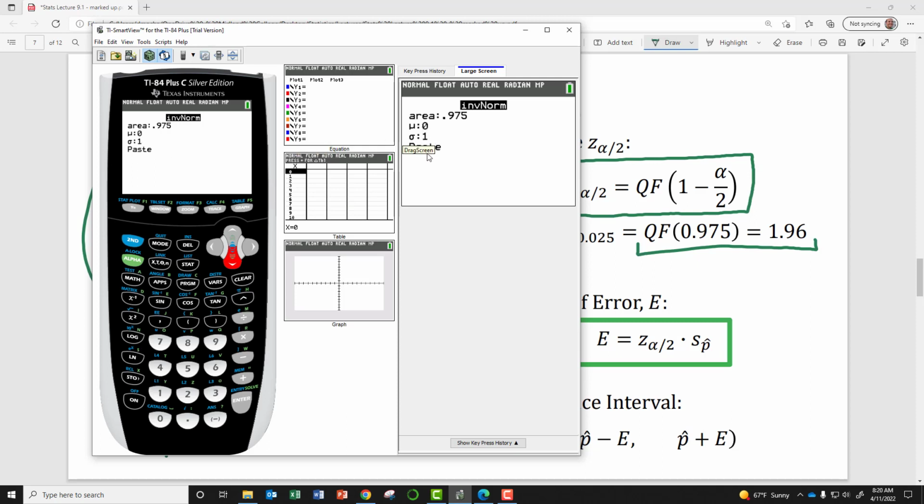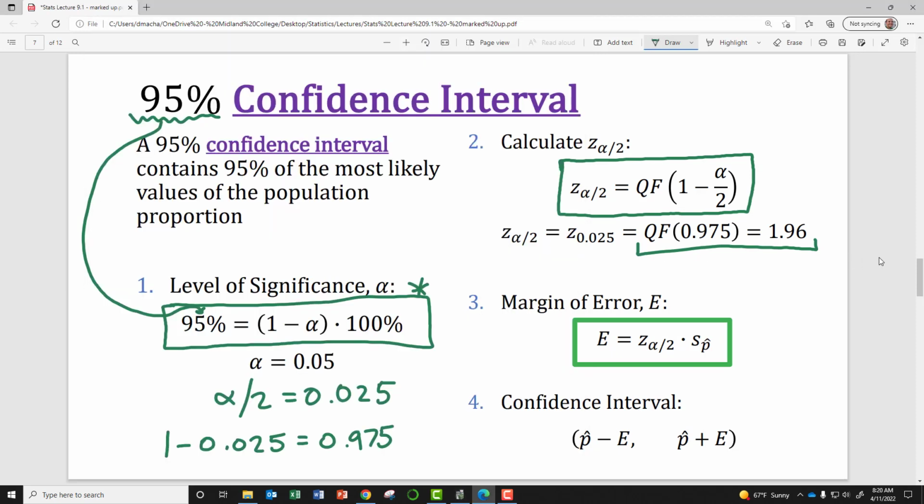So mu is 0 and sigma is 1. And, maybe gratefully, your calculator has 0 and 1 as presets. So if you forget this on an exam, just leave those alone. Leave the mu is 0 and sigma is 1 whenever you are evaluating the quantile function. So in any case, we get this quantile function is 1.96, just like it shows in step 2.